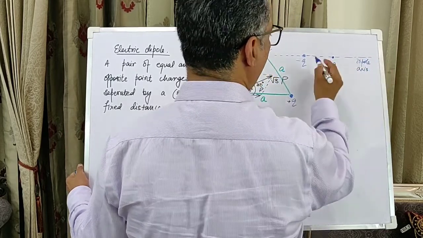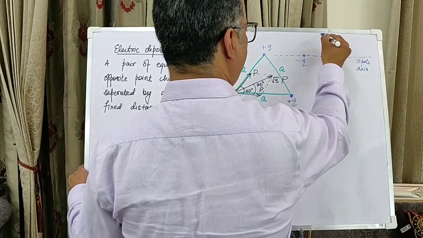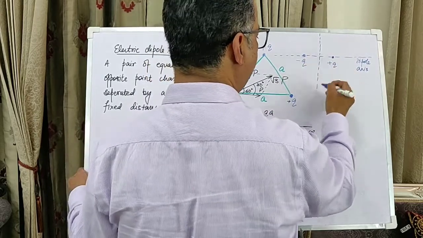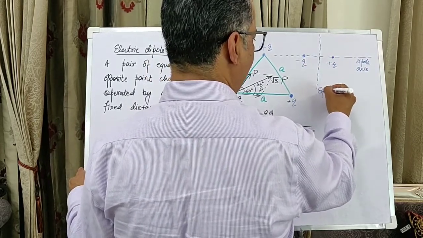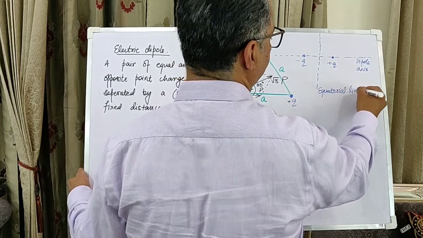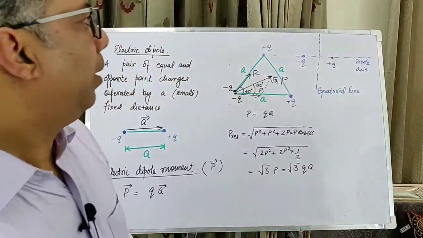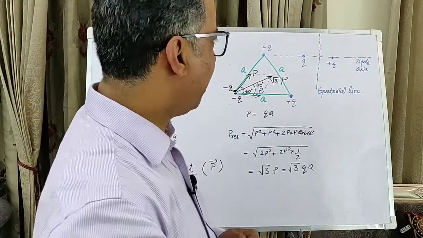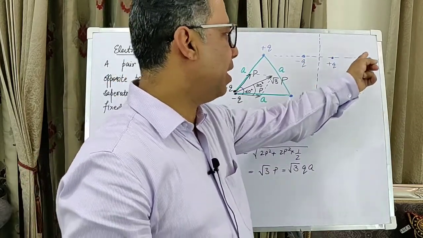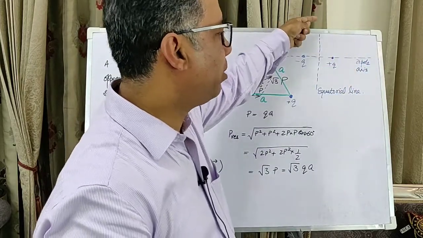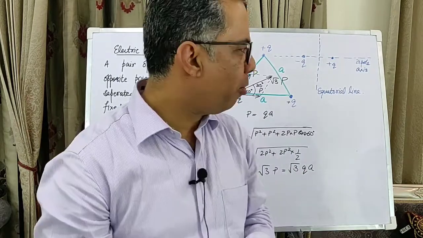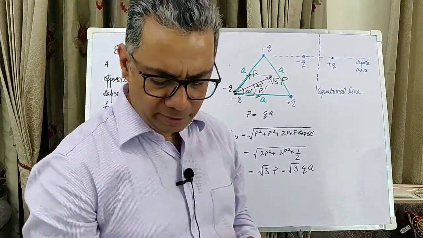axis, and the perpendicular bisector of the dipole axis is called the equatorial line. What we are going to try doing is, we'll calculate first the electric field due to a dipole on the dipole axis and then on the equatorial line, and then we'll look for a general kind of a point for calculating the electric field.